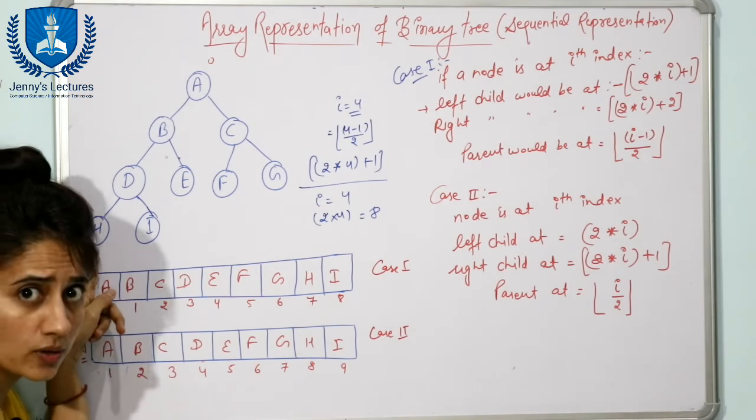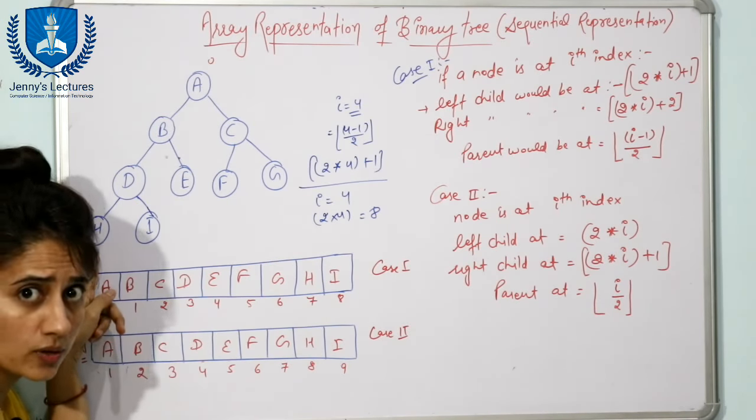Now how to represent this in an array? Simply from root A, B, C, D, E, F, G. But here we have two blank children. So we cannot directly put H and I. You have to keep the space blank. Two spaces, one for this and one for this. Now you can write down H and I.